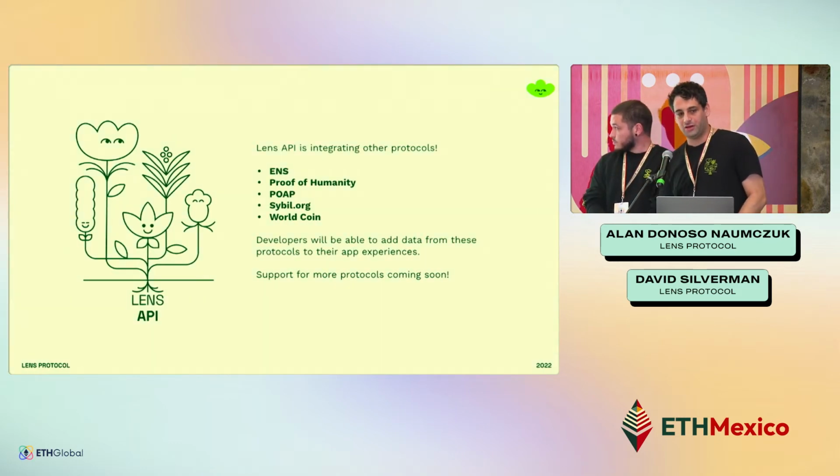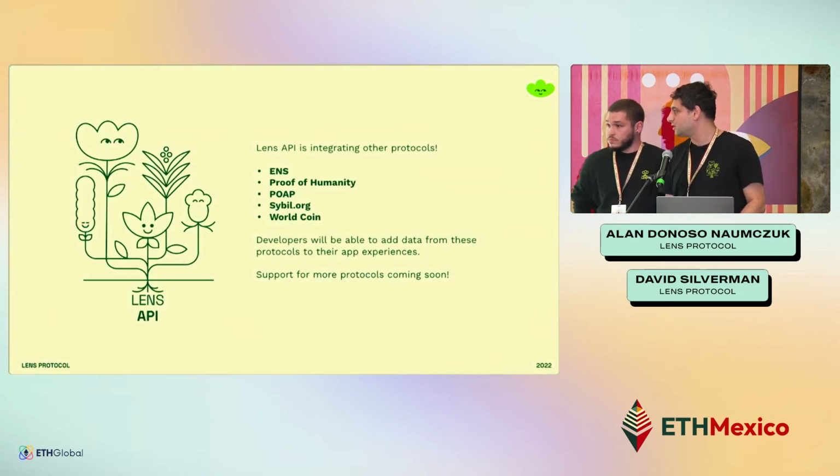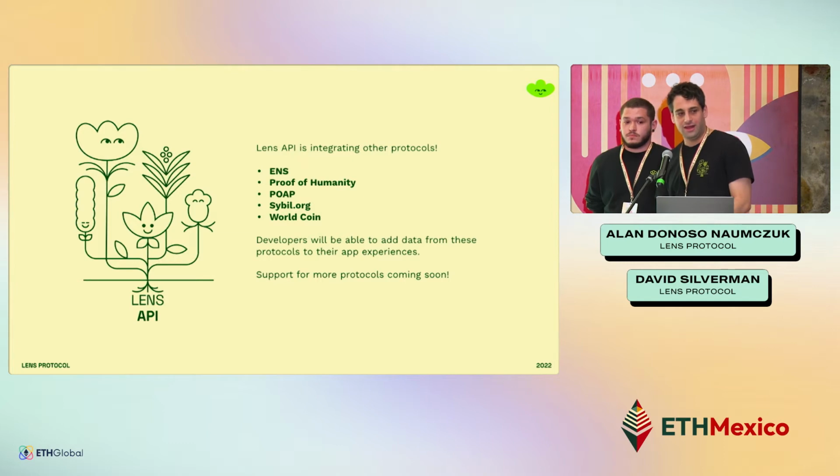Additionally, the Lens API integrates more protocols than just Lens. Currently, it allows you to pull data from ENS, Proof of Humanity, POAP, Sybil.org, and today we also added Worldcoin's World ID verification. It allows developers to add data from all of these protocols to make holistic experiences. Support for more protocols is coming, so if you're a protocol and want to work with the Lens API, please come by the booth and chat. We want to make sure we can get everything that causes great experiences to be linked in.